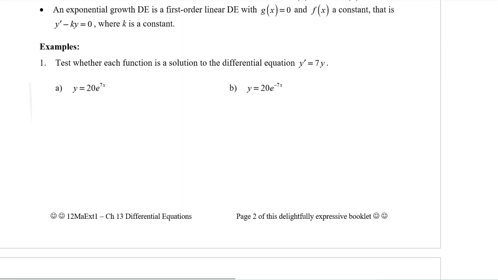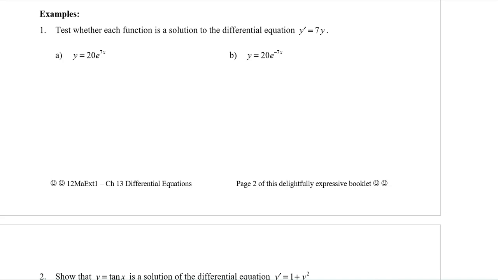Okay, so the first type of question, we're going to do quite a few of these, is to test whether a given equation is a solution to a differential equation. So here is my differential equation up the top here, y dash is equal to 7y, and I'm going to test to see whether y equals 20e to the 7x is a solution to that differential equation. So I'm going to equate the left-hand side and the right-hand side to see if they're equal. I'm going to have to differentiate. Can you remember how to differentiate your exponentials? What is y dash?